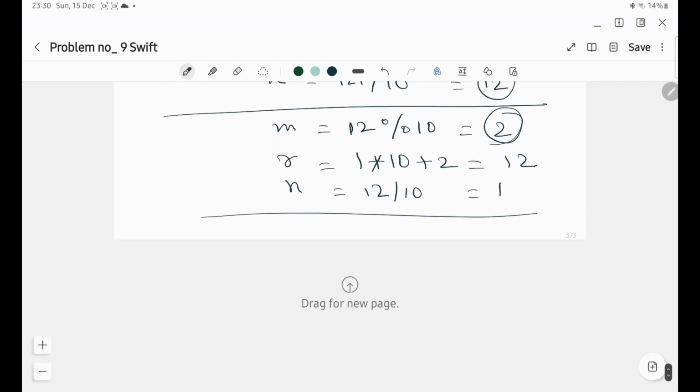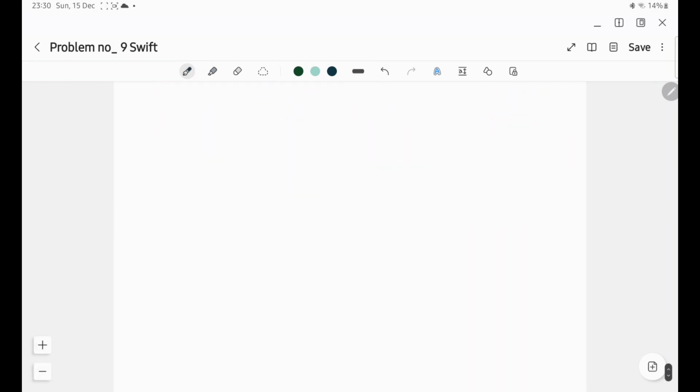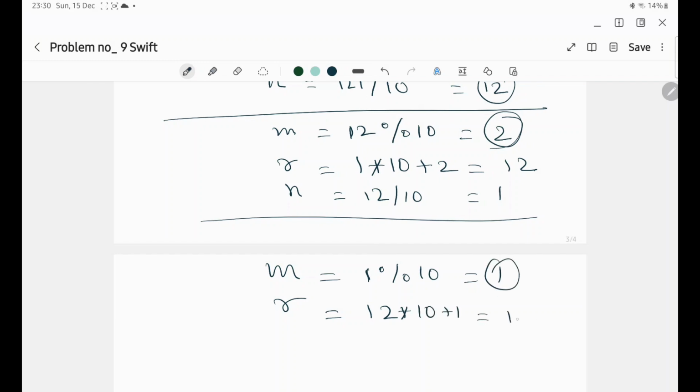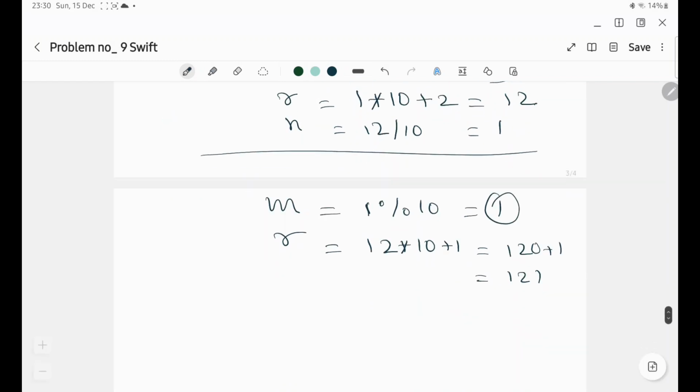So in the next iteration it would go to m equal to 1 modulo 10, which is 1, r equal to 12 into 10 plus 1, because this is the remainder, so it will become 120 plus 1, 121, right? Now n equal to 1 divided by 10, which is 0.